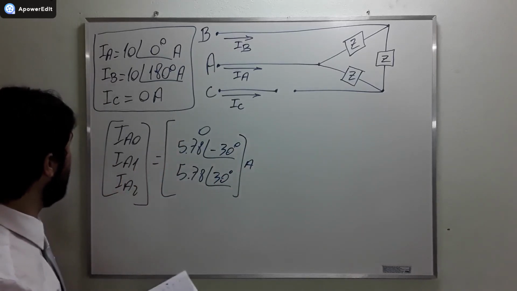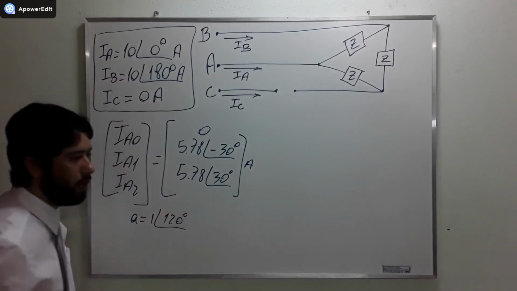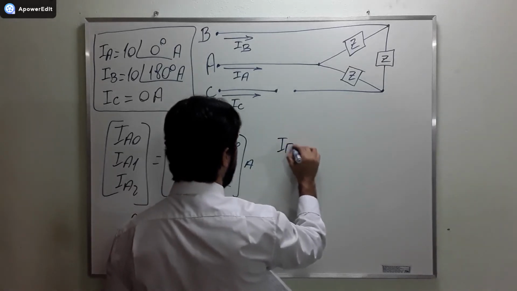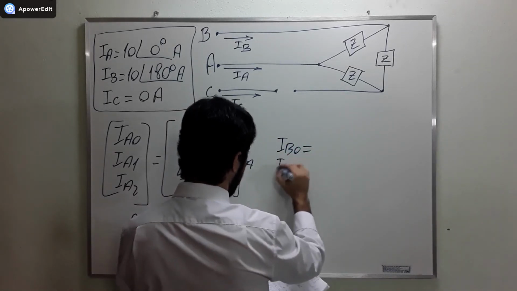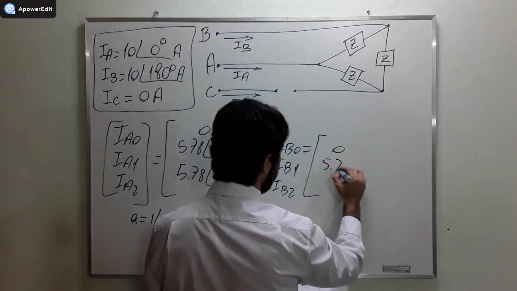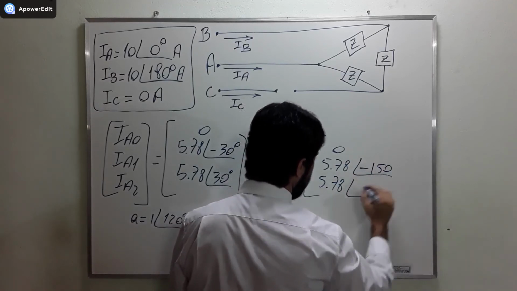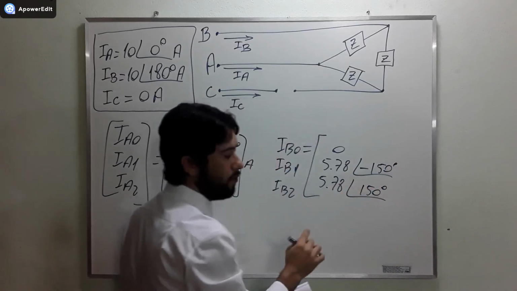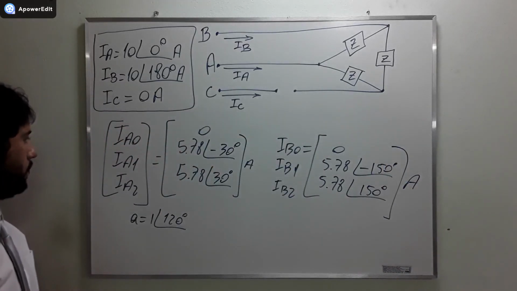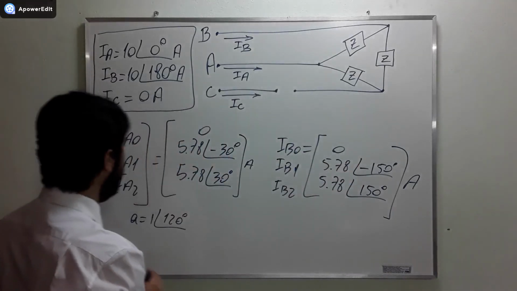Now, to find IB, we simply use the A operator, one phase 120 degrees. We multiply, okay, we multiply, and we find that IB0, IB1, and IB2 are equal to 0, 5.78, 5.78, phase 150 degrees positive, 150 degrees negative here, and 150 positive, 50 degrees positive there. Okay? Are you guys understanding?